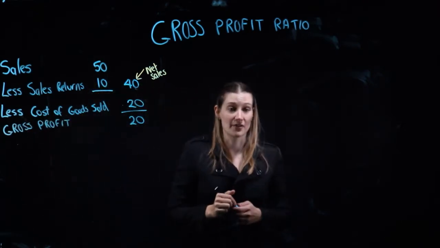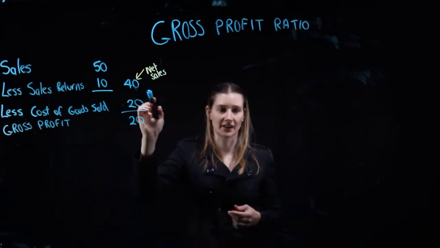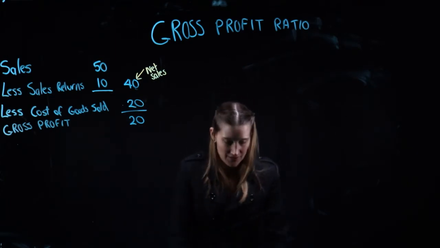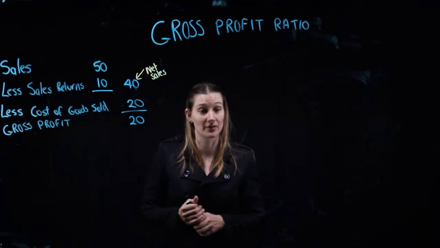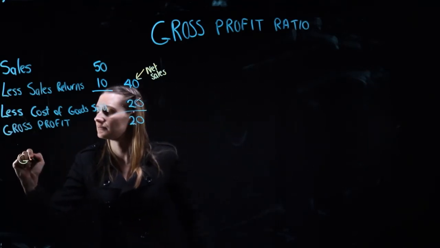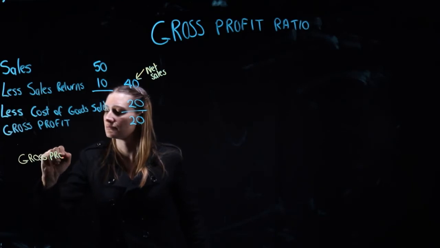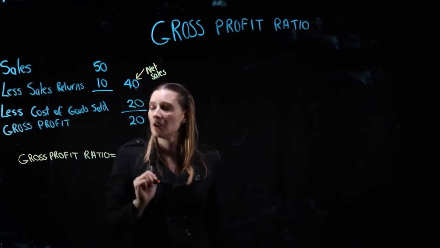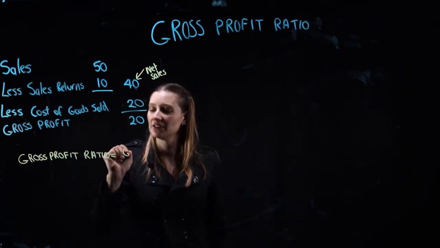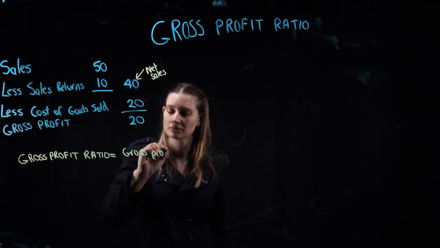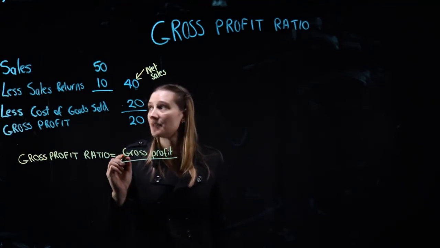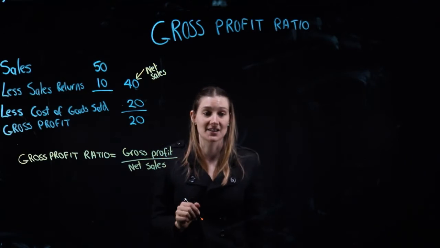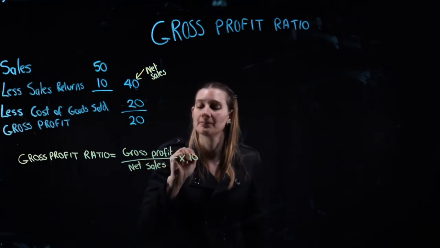So the gross profit ratio then is looking at the relationship between gross profit and sales. Remember, ratios are looking at two numbers in relationship with each other. So the way I would work out my gross profit ratio is: the gross profit ratio equals my gross profit divided by my net sales. And if you want to express that as a percentage, you also times it by 100.